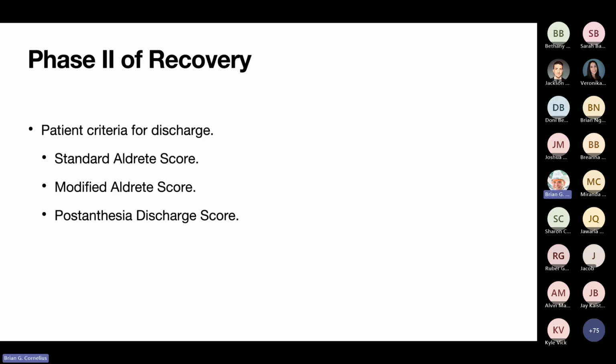Phase two is really where they go and get ready for discharge. So there's a bunch of different scoring systems out there that they use to evaluate them. The Aldrete score is probably the most common one, but there are some other scores as well. And this is basically just making sure that patient is back to baseline and they're safe to go home.